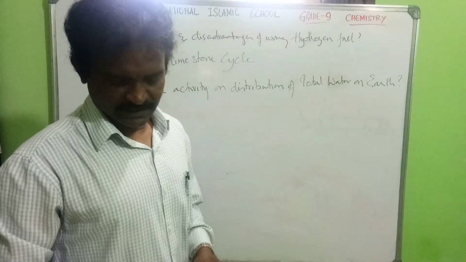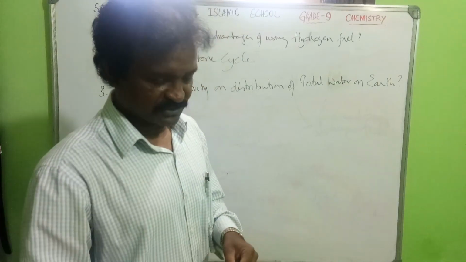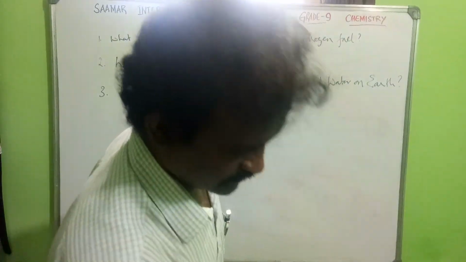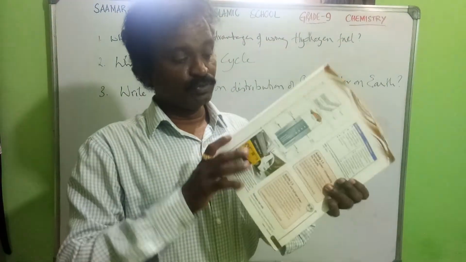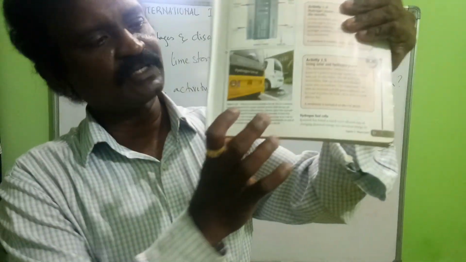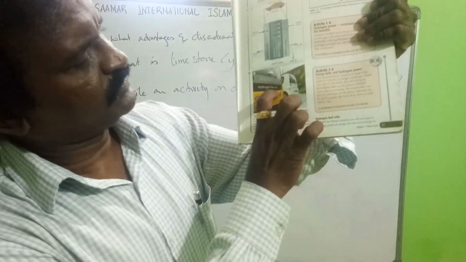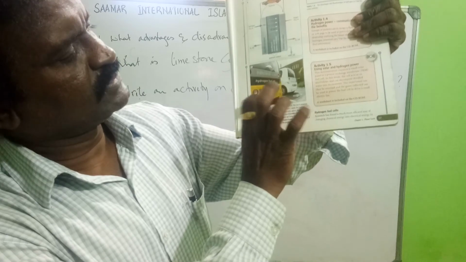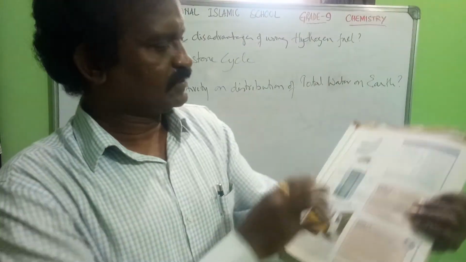The next class we'll go for the next chapter. If you want to see hydrogen, even the school vans are using it. You can see there, hydrogen fuel. You can see the car here. You can see the school van. Correct? So this is the process.